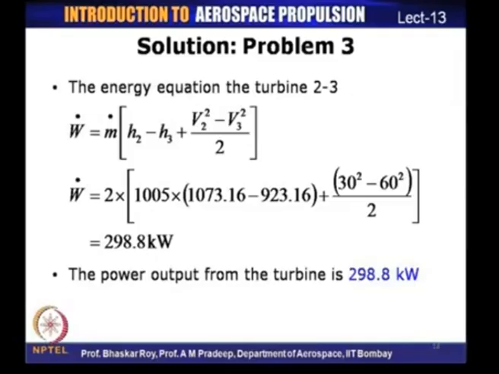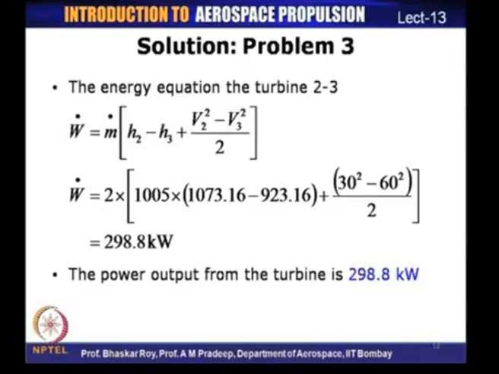So, W dot is equal to 2 into 1.005 into delta T, which is 1073.16 minus 923.16, plus the change in velocities. The inlet velocity is 30 meters per second, exit velocity is 60 meters per second. So, that would be plus (30 square minus 60 square) divided by 2. So, this comes out to be 298.8 kilowatts. Therefore, the power output from the turbine is 298.8 kilowatts. So, this is the power output or work done by the turbine.